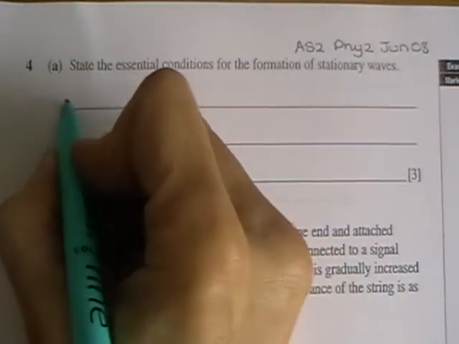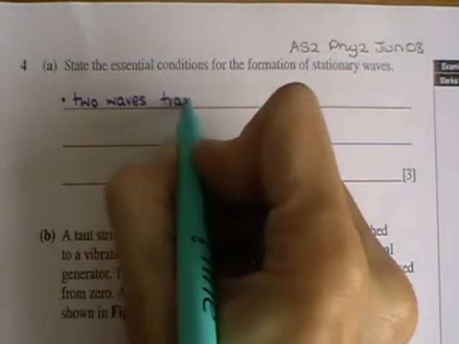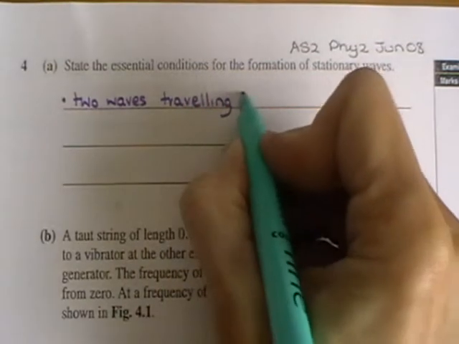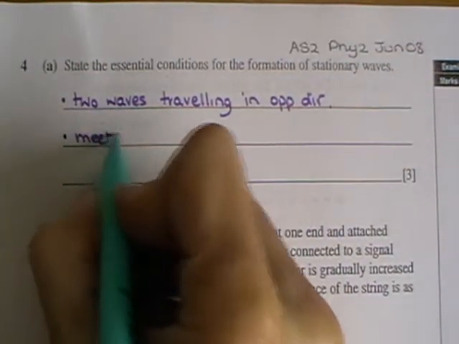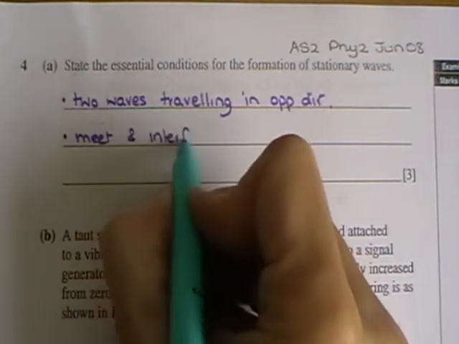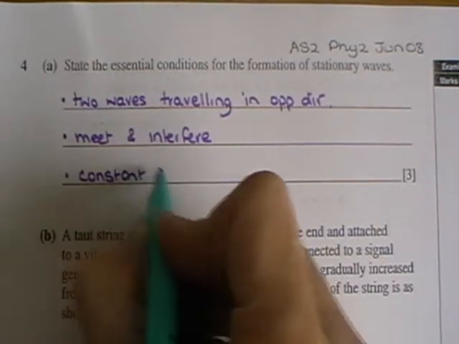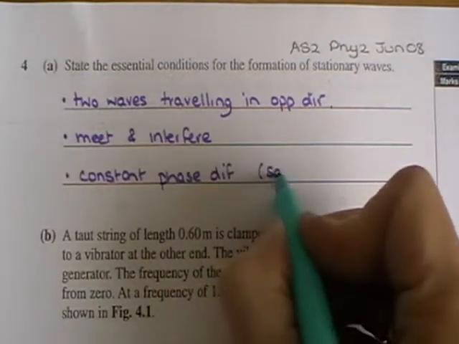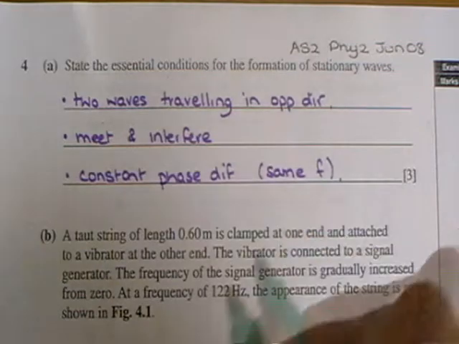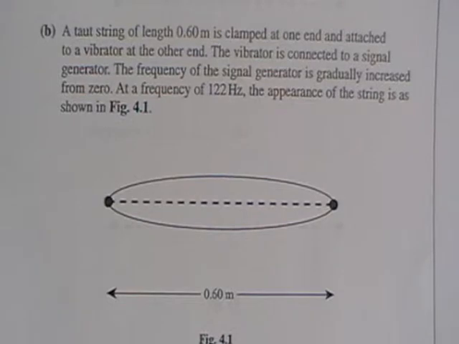So those are, again, you have to have two waves travelling in opposite directions. And then they have to meet and interfere with each other. And they must have a constant phase difference or the same frequency.